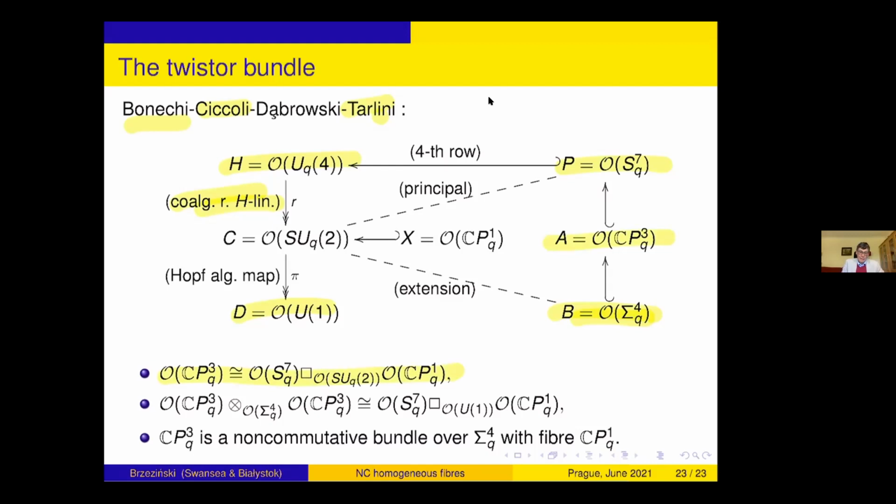And okay, so we can interpret it as a non-commutative bundle with the fiber CP1Q. If you think about this bit here, that's just a Hopf fibration, a quantum Hopf fibration: three sphere, two sphere, or fibered by a circle.